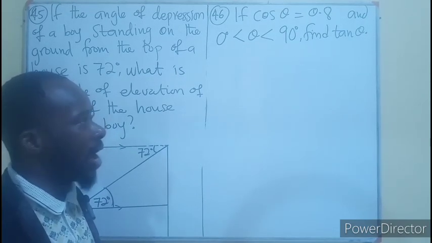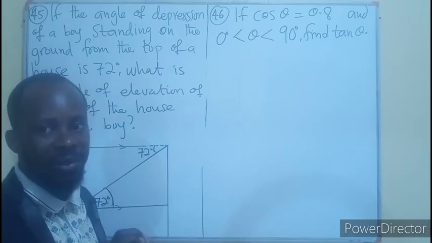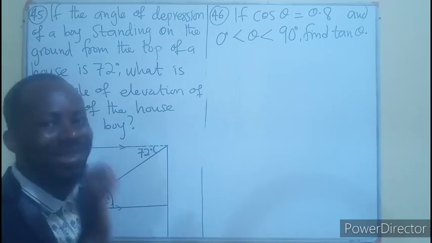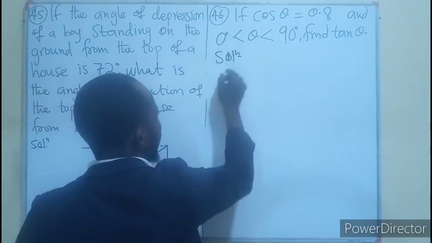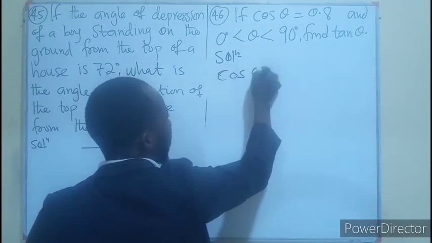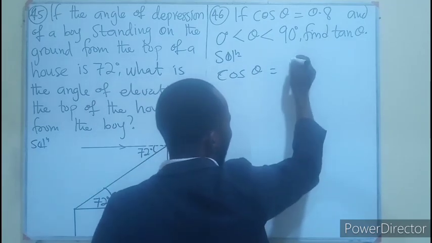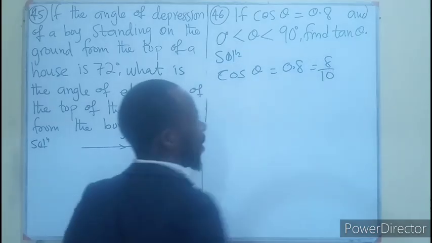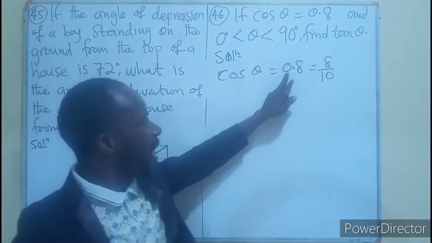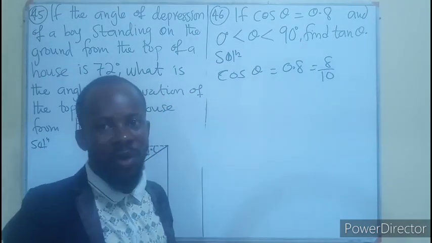So if cos theta is 0.8, which is between the angle 0 and 90, an acute angle, we have to find the angle theta, that's what? Of tan theta. So what we are looking for, we know cos theta is going to be 0.8, which is 8 divided by 10. If you divide 8 by 10, you get 0.8.